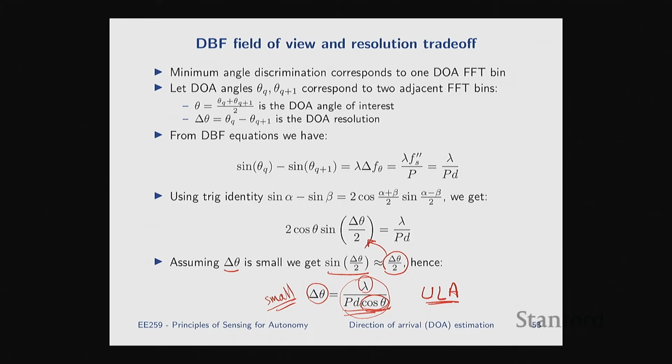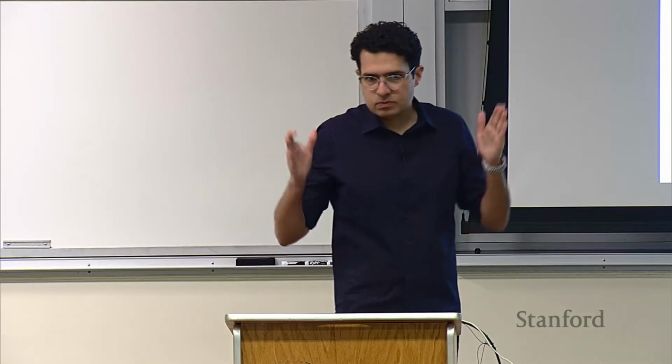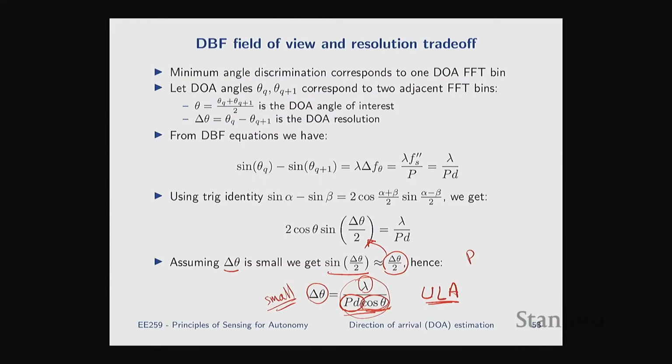If you're working at 77 gigahertz, there's only a little bit that you can vary lambda. But you would have a lot of flexibility in choosing P and D, right? P is the total number of antennas, and D is the spacing between them. So P times D is what we call your total aperture size, right? I mean, it's technically P minus 1 times D, but let's say P is large enough, so that's your aperture size.